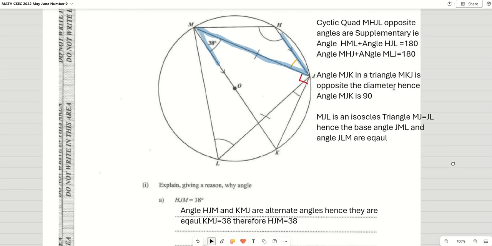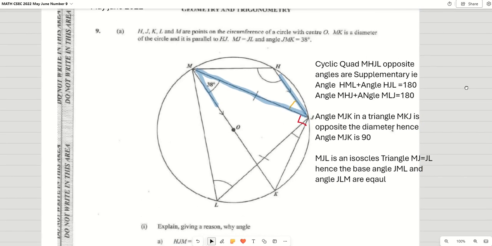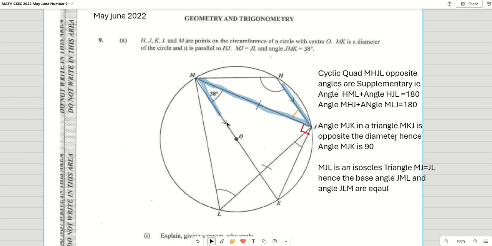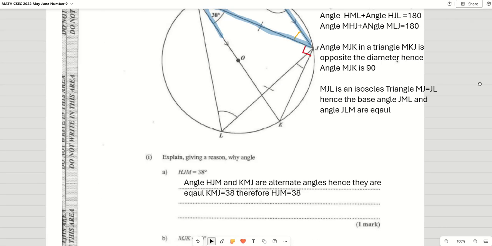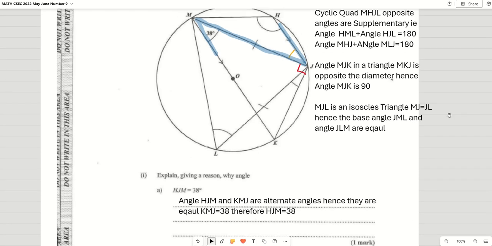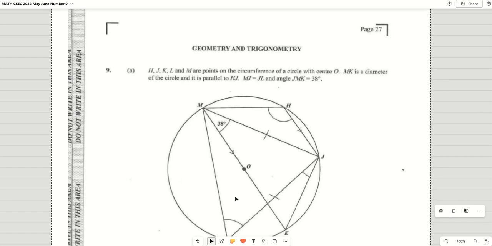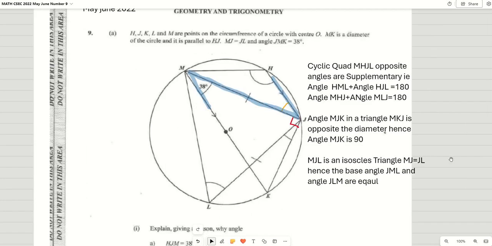If you want to make sure, they did tell you in the question, KMJ, we're talking about this angle here, and they called it JMK. JMK, it's the same thing. KMJ, JMK. We're looking at the letter in the middle, so it's the angle at M.